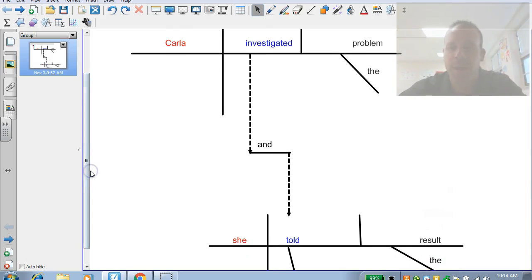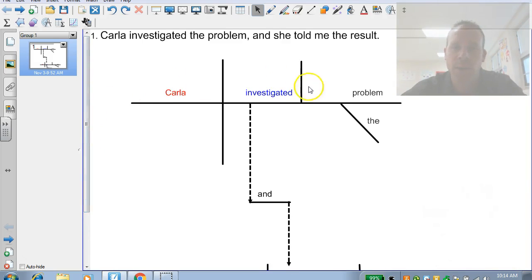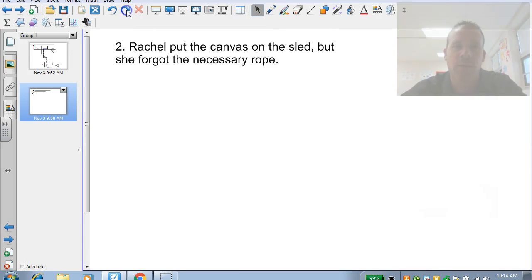It takes up a lot of space. That's just the way it is. But if you're breaking it down one clause at a time, it makes it a lot easier. Let's go on to sentence number 2, which was Rachel put the canvas on the sled, but she forgot the necessary rope. The big challenge of this one is that you have the on the sled prepositional phrase, but it's in the first independent clause, so as long as you keep it with that part, you'll be okay.